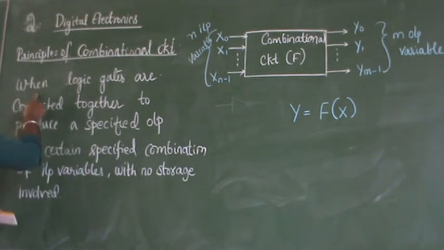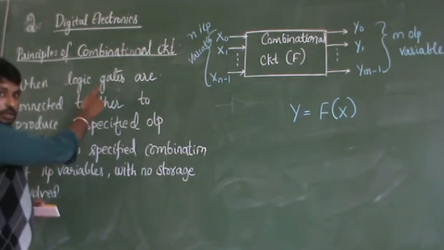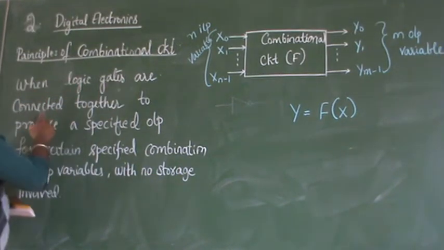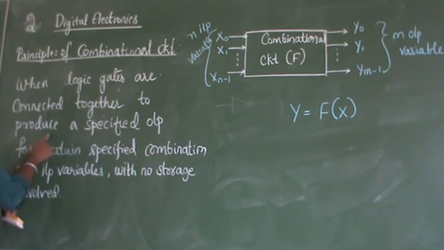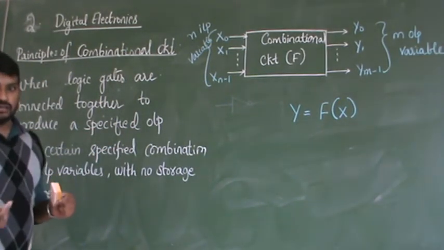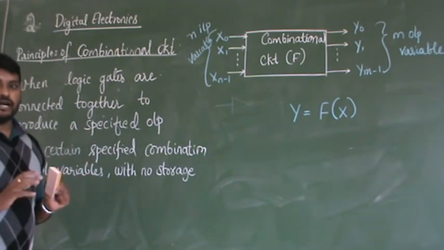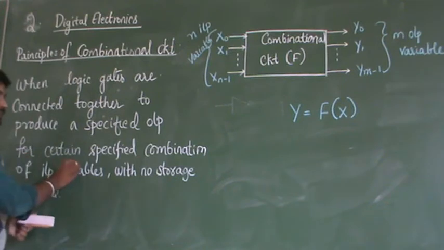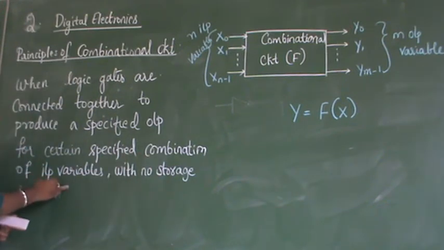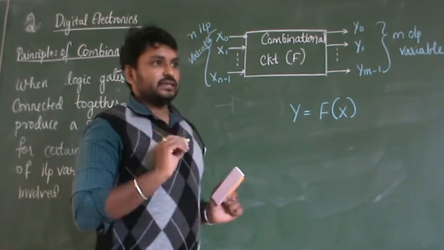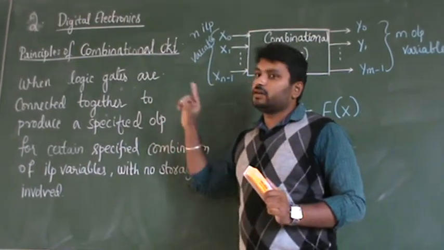Okay. So when logic gates, you know what is meant by logic gates, right? That's why I have just explained. So when logic gates are connected together, in a specified format, in order to get a specified output for a certain specified combination of input variables with no storage involved. Very simple definition. If you are adding to it, it will be very difficult. Try to understand each and every word in the definition.